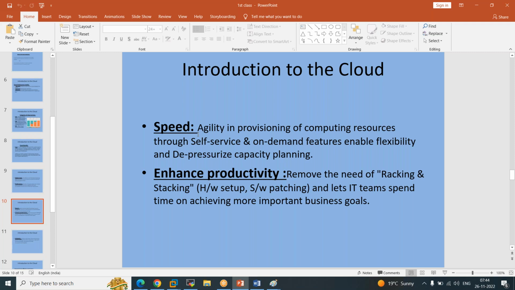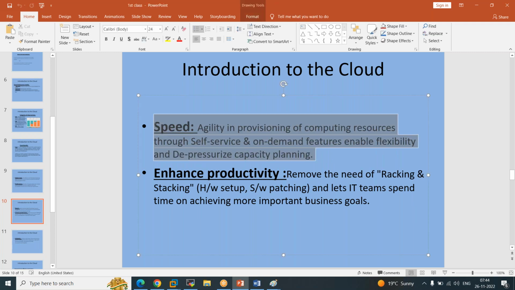So the provisioning of a server or services, anything that you want, is minutes away. It does not take too long. So deliveries can be easily done for the client. If a client is giving you a delivery time of 10 days, you can meet it in 5 days, because things are ready for you, right? You just have to develop what you have. If everything is ready, you can meet the requirement before the deadline because the infrastructure is ready straight away. That is called speed and agility in provisioning of computing resources through self-service. On-demand features enable flexibility and reduce the pressure of capacity planning.